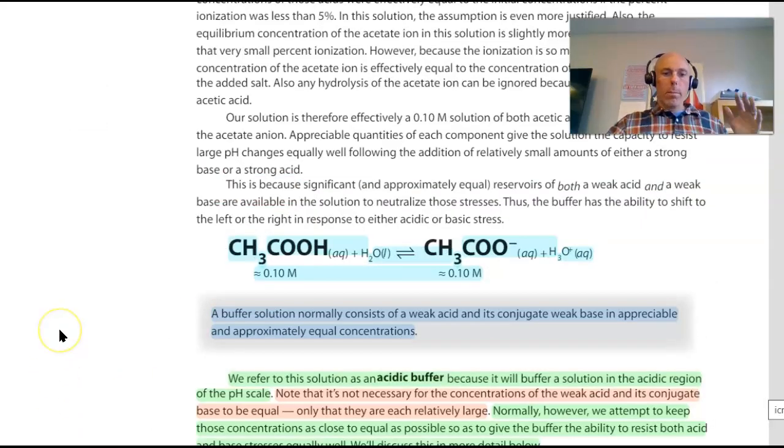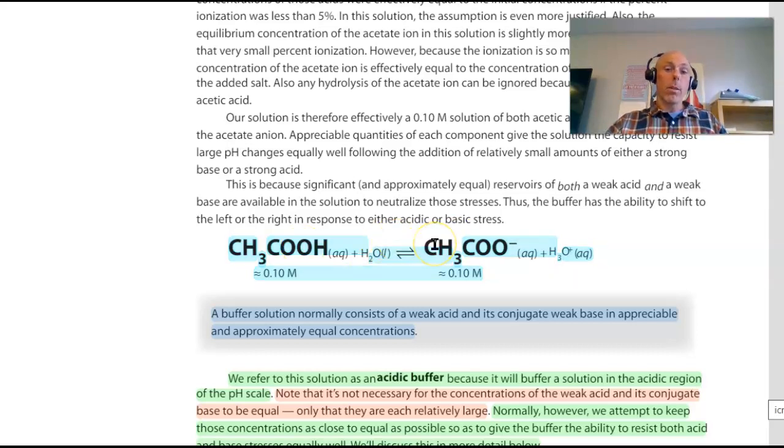All right, so the components of a buffer system are a weak acid in solution with that weak acid's conjugate base in appreciable, meaning fairly high, and approximately equal concentration. And we'll come back to the math around that. Again, a buffer system is a weak acid and its conjugate base in the same solution together in appreciable, fairly high, and in fairly equal concentrations.